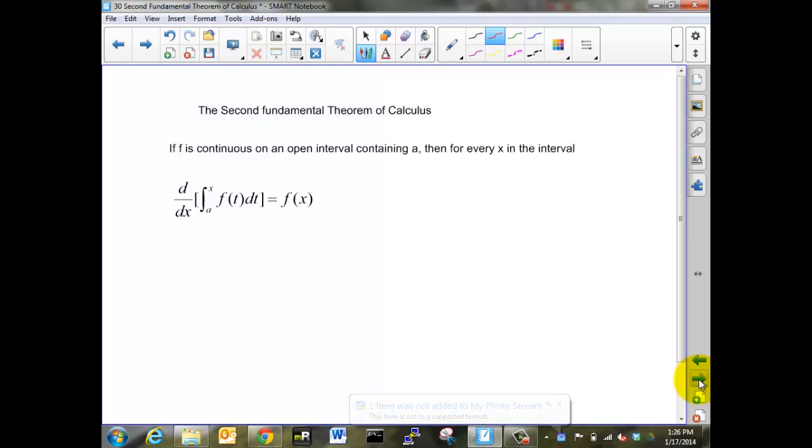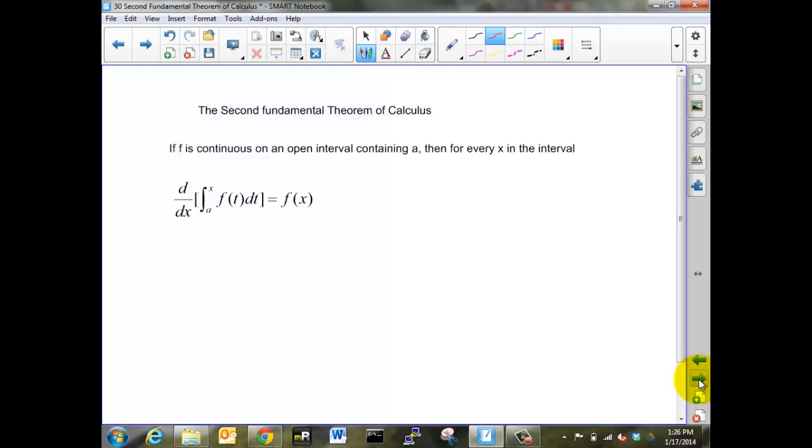Now, I'm going to ask you a very similar math question. If I integrate this function, and then take the derivative of it, what do I get? What I started with. That's obvious, right?